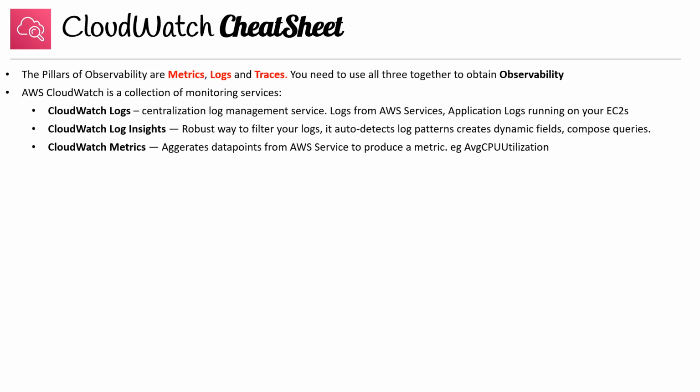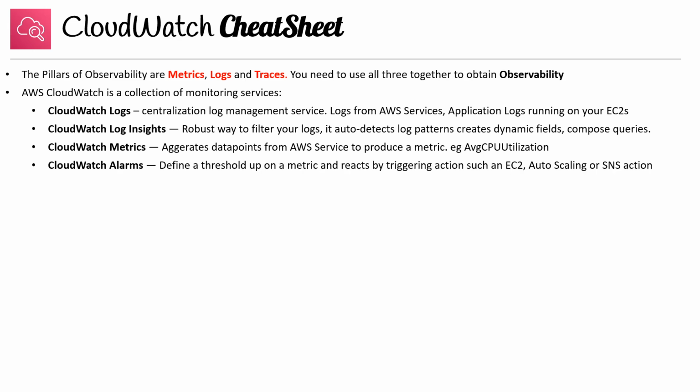Then you have Metrics. This aggregates data points from AWS services to produce a metric. A very common one could be average CPU utilization. Then you have Alarms. This defines a threshold on a metric and reacts by triggering an action such as an EC2 autoscaling or SNS action.